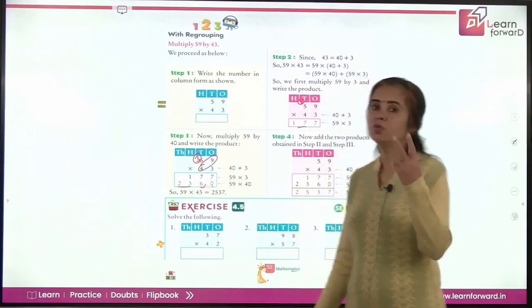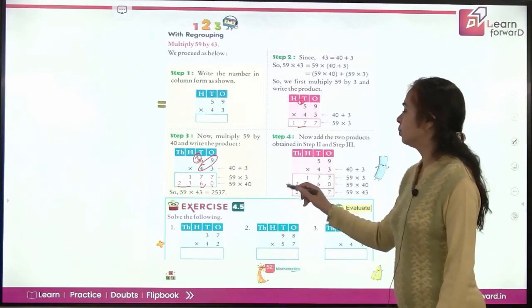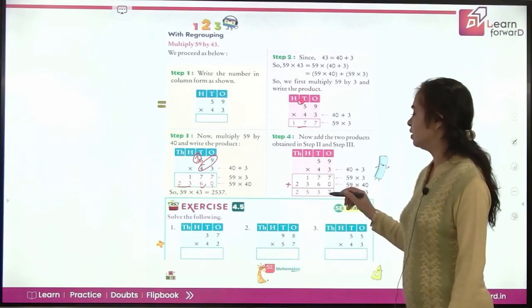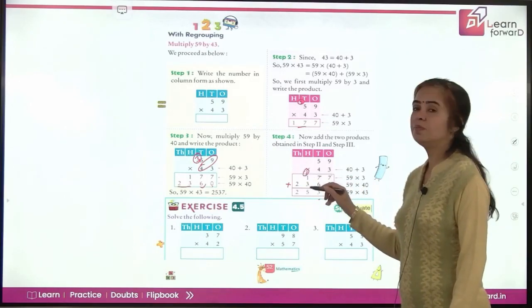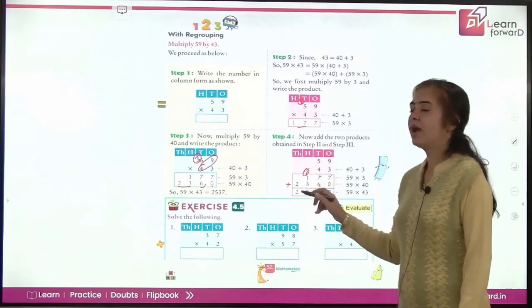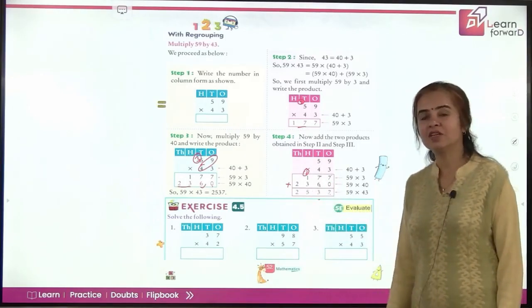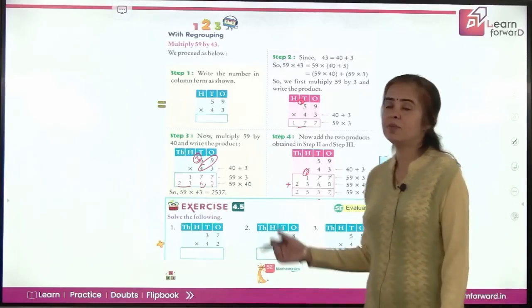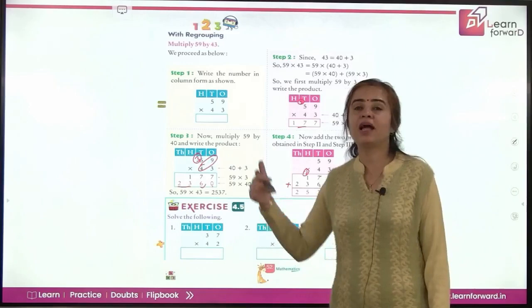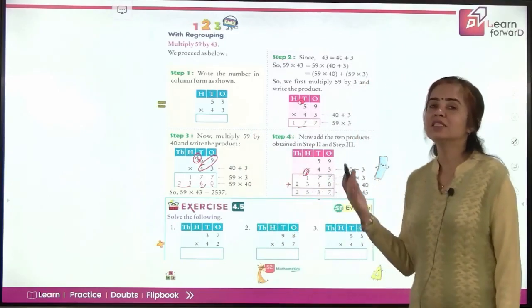So you get 2 products here. To get the final product, you will add them. So we will put a plus sign here. 7. 7 plus 6 is 13. 3. Carry 1. 3 plus 1, 4 plus 1, 5. And this is 2. So the product is 2537. So this is how you will be doing in 2 steps. And the same process will be followed, except that this is regrouping. So the carryover will go to the next bigger place.